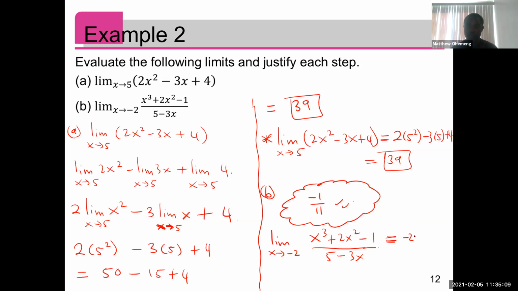So you have -2 to the third plus 2 times what? -2 squared minus 1, right? Minus 1. And then all over 5 minus 3 times -2. So what will that be? -2 cubed is -8, and then -2 squared is 4. 4 times 2 is 8. So -8 plus 8 goes to 0, and then we just have -1 over 11. That's all, we are done.